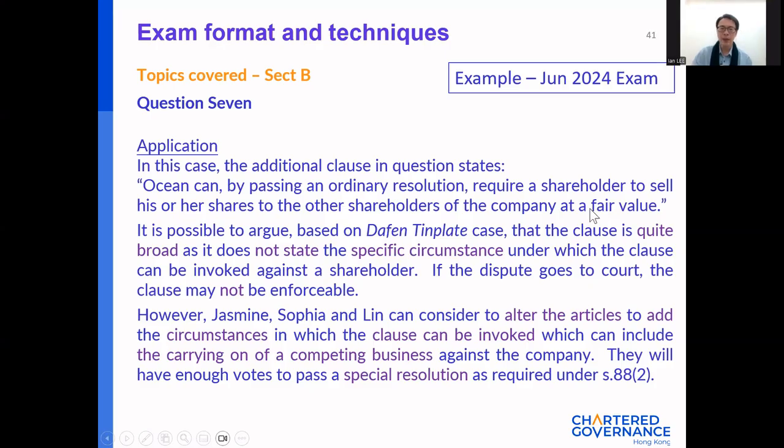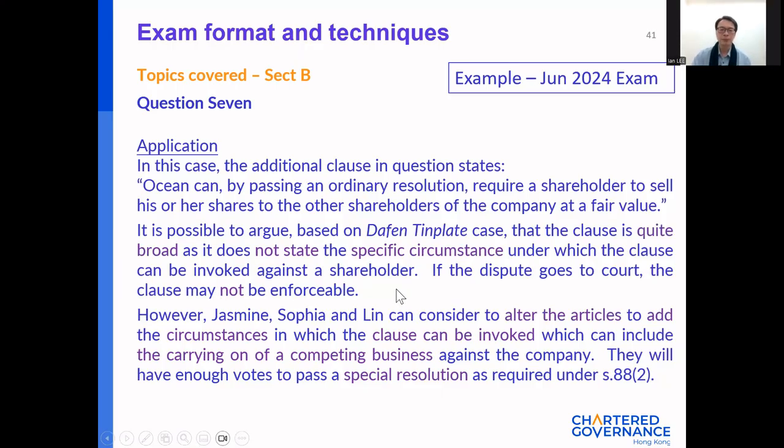So it seems that here the fair value part is reasonable, but it does not say under what circumstances they can use this clause. It's basically saying there's no condition, no criteria. As long as you have enough votes, you can force a shareholder to sell his or her shares. So it is possible to argue, based on the Darvin case, that the clause is too broad. It does not state the specific circumstance under which the clause can be invoked against a shareholder. So if this dispute goes to court, it is likely the court will say the clause may not be enforceable.